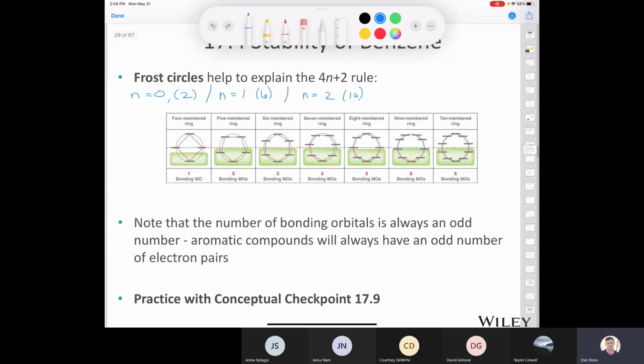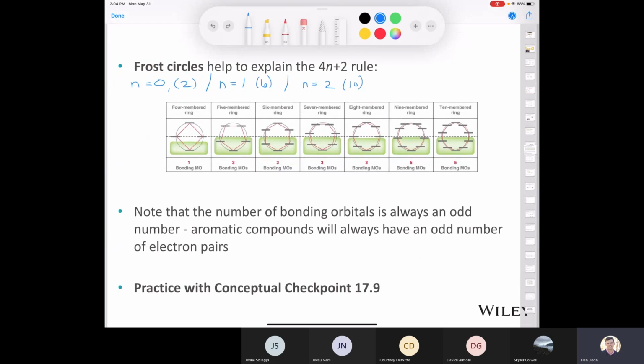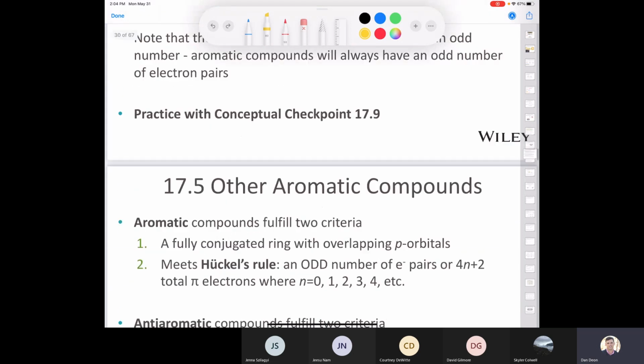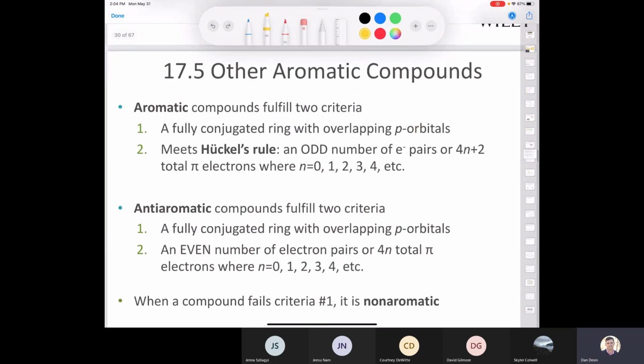But the Frost circle, which was developed by Arthur Frost, just gives us another rationale for the Huckel rule. Notice very carefully that the number of bonding molecular orbitals is always an odd number, right? It goes from 1 to 3 to 5. Okay, it's always an odd number of electron pairs. So I love it when a story comes together.